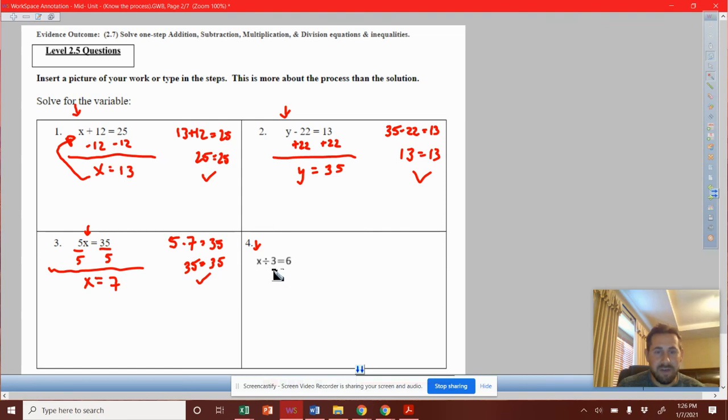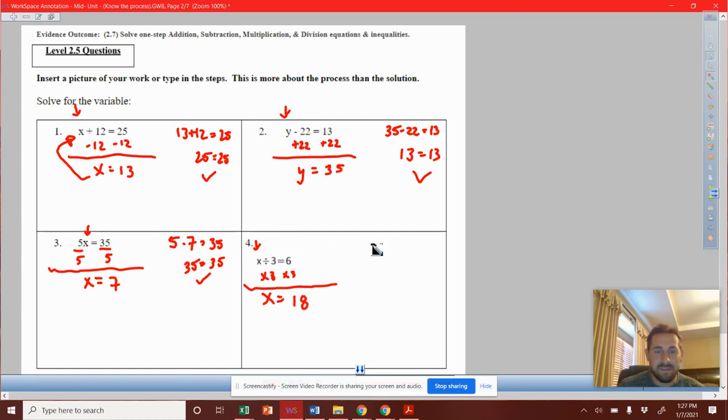Last, they're telling us to divide. Nope, not doing it. Instead of dividing, I'm going to multiply by 3. And on this side, I'm going to multiply by 3. So these divide and multiply are opposites, so I just get an x to come down, and over here, 6 times 3 is 18.